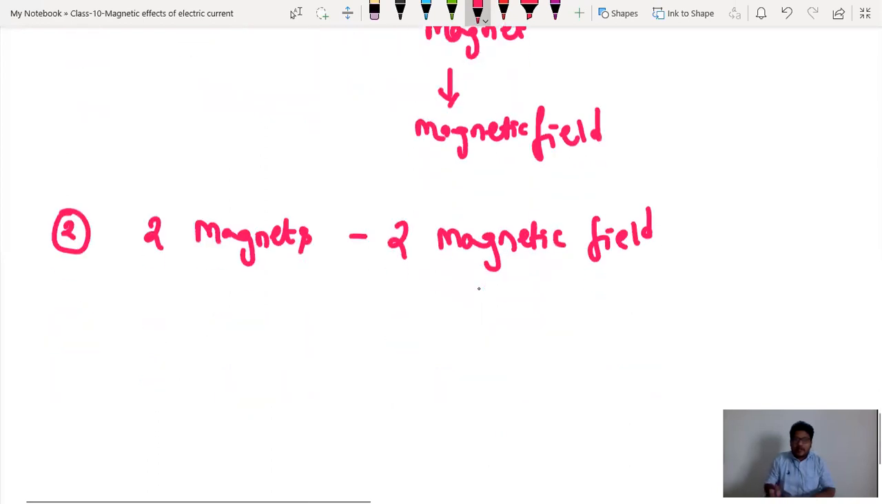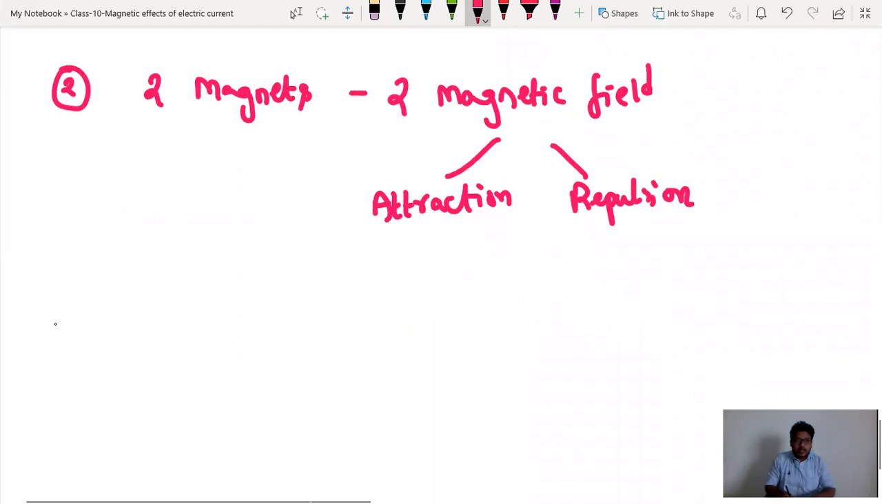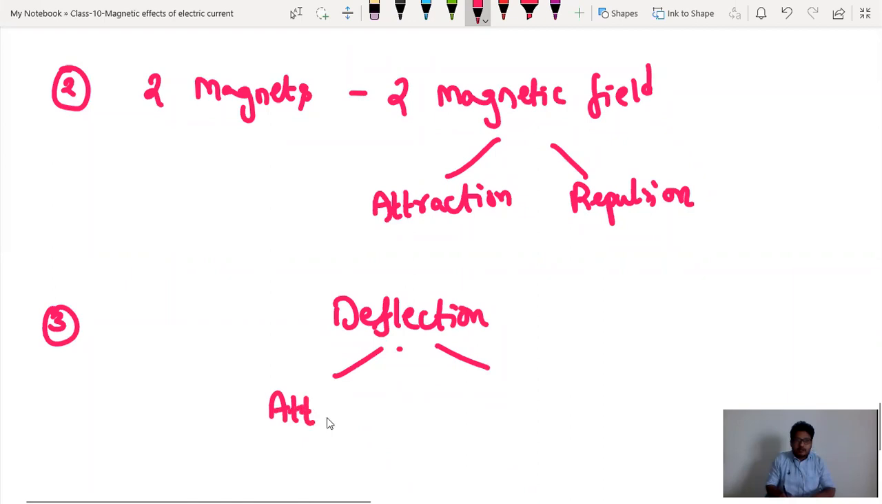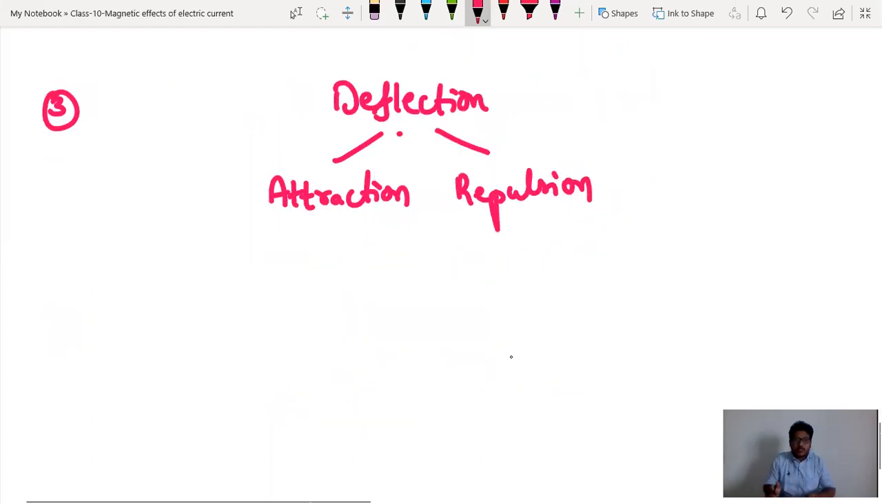Whenever you find two magnetic fields, definitely there will be attraction or repulsion. That is the second topic you must understand. Third topic, whenever you are talking about deflection, deflection in the sense nothing but attraction or repulsion. So whenever you find attraction or repulsion in magnets, simply to say those are in motion.